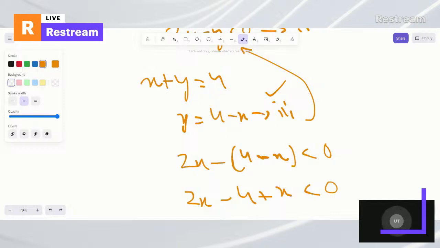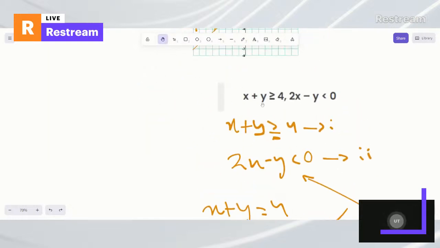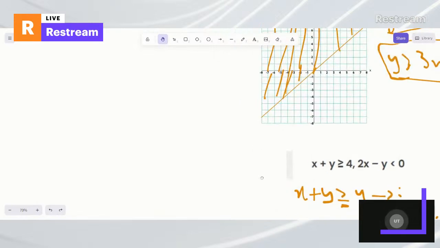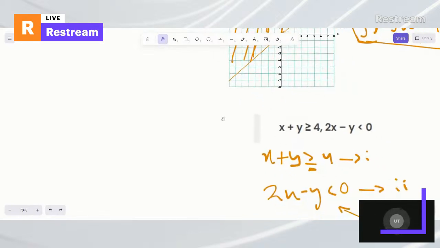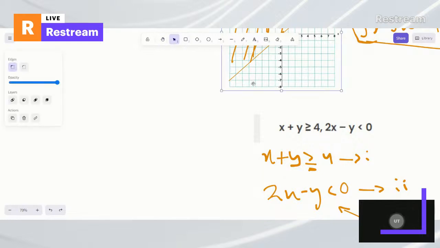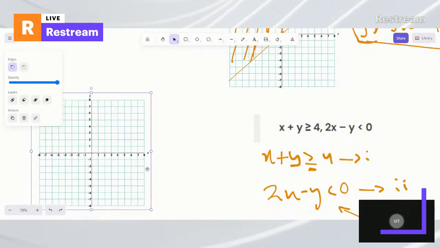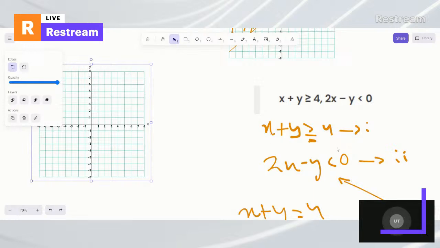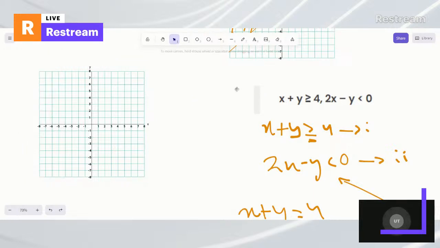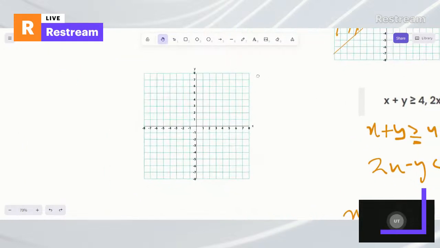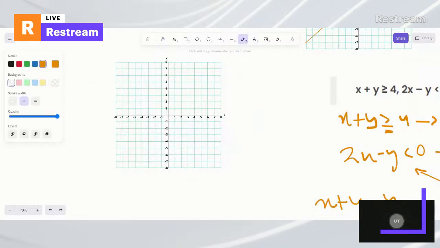And now if I needed to plot these lines and show them graphically, what would be the graph of this line? Now if I copy the graph over here, x plus y is greater than 4. How do I draw this graph?